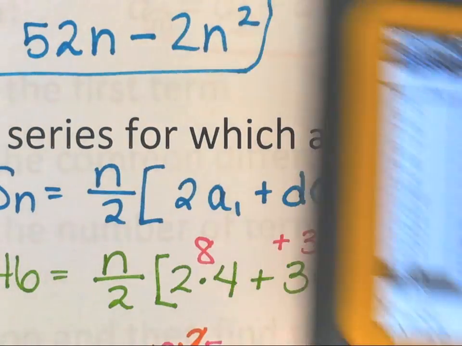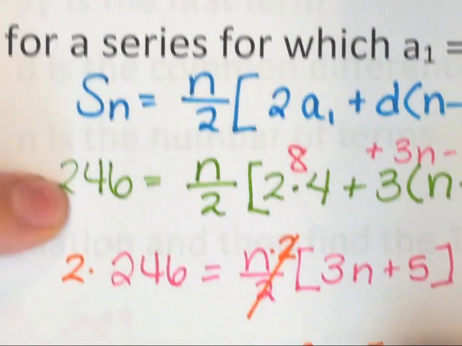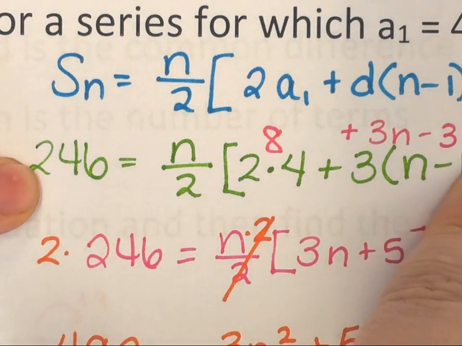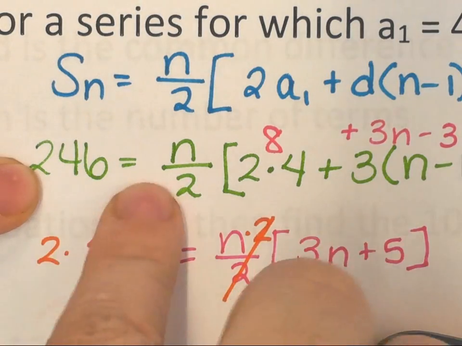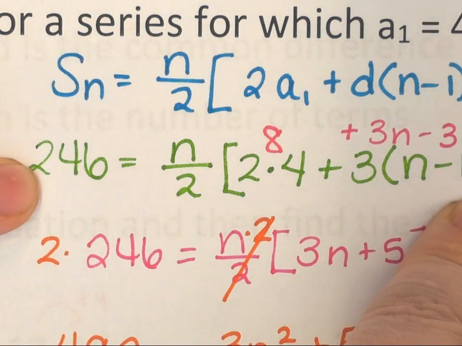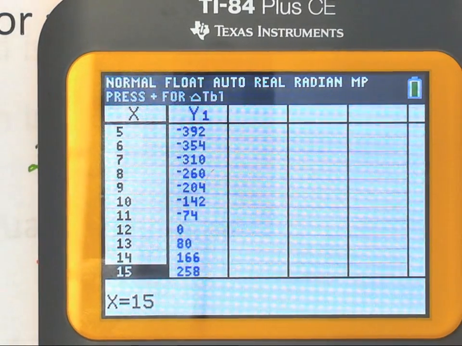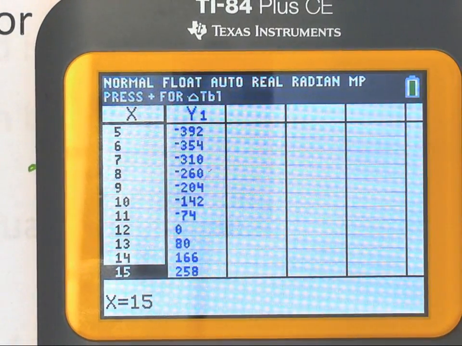Or Dylan made a good suggestion. He says, hey, I have a number here, and I have an equation here. If you wanted to, you could put that number into y1 and that equation into y2 and look for where they intersect. What about the other 0? Would you just not use the negative? Well, you wouldn't use the negative because you cannot have a negative number of terms.